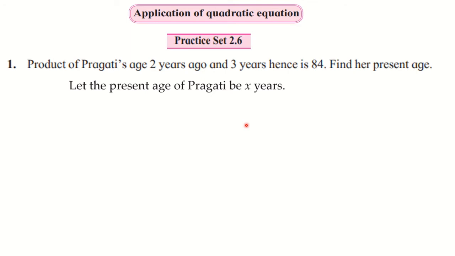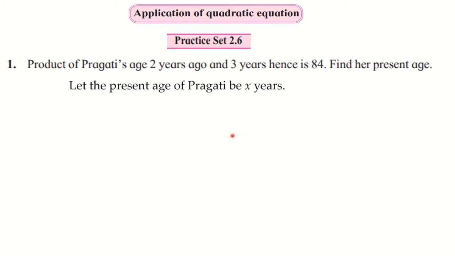But writing the unit is important here, it is compulsory. So her present age we are taking as X. Then in the condition, you are provided with the age 2 years ago and 3 years hence. 2 years ago means before 2 years, so to find the age, you need to subtract 2 here. And 3 years hence means after 3 years, so you need to add 3.